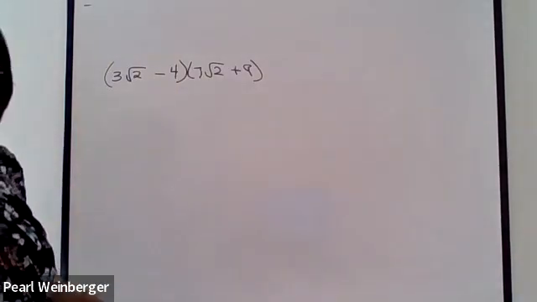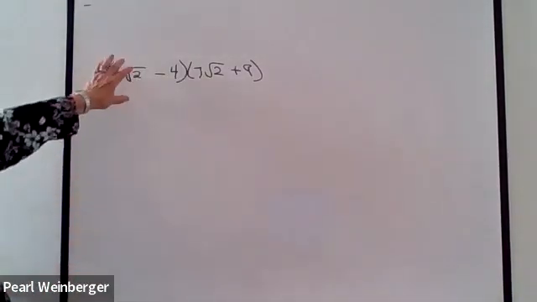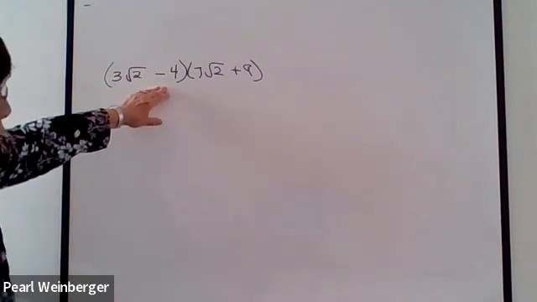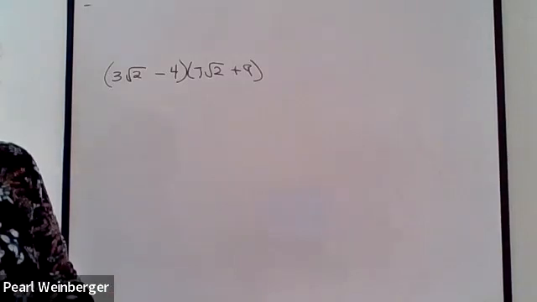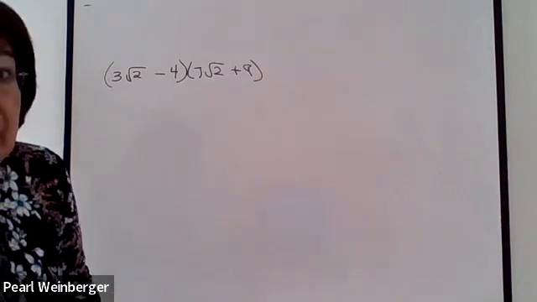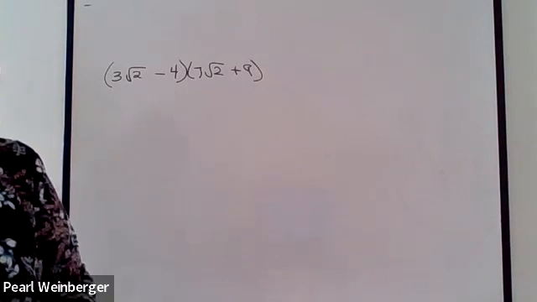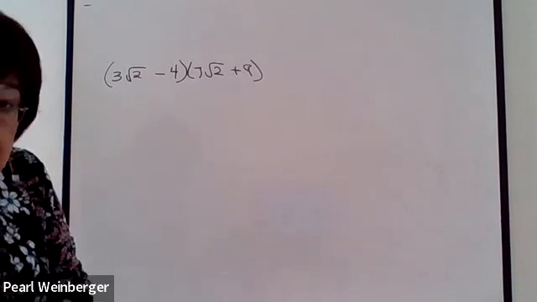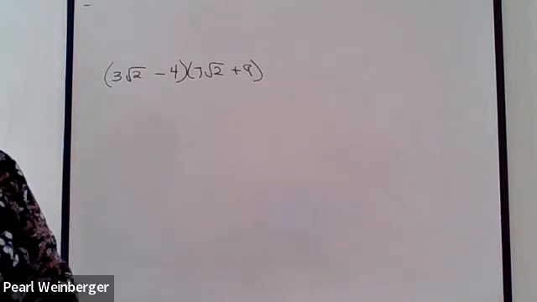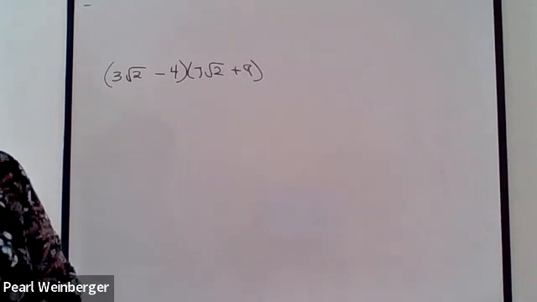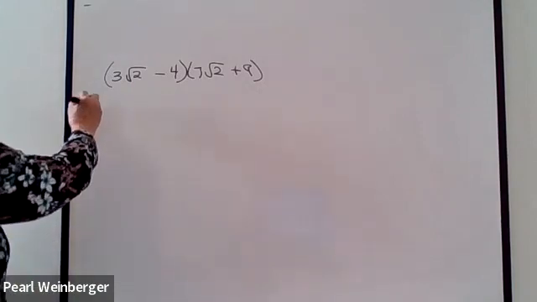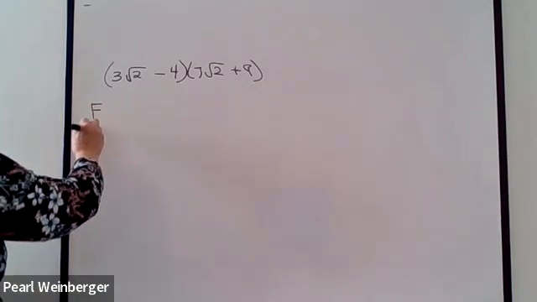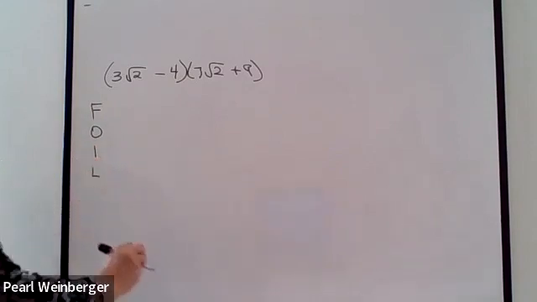Remember, think about those square roots as if they are x's. If this had been 3x minus 4 and 7x plus 9, you would have known exactly what to do. You want to multiply these two binomials exactly the way you did it with variables. That's exactly the way you're going to do it with radicals. These are two binomials, and we're going to use FOIL. Remember that? First, outer, inner, last, to multiply these two binomials.